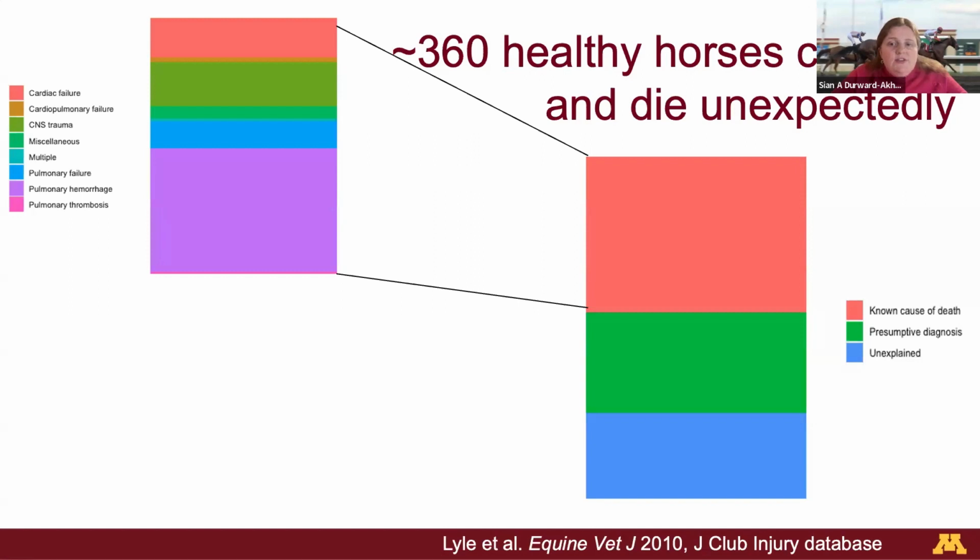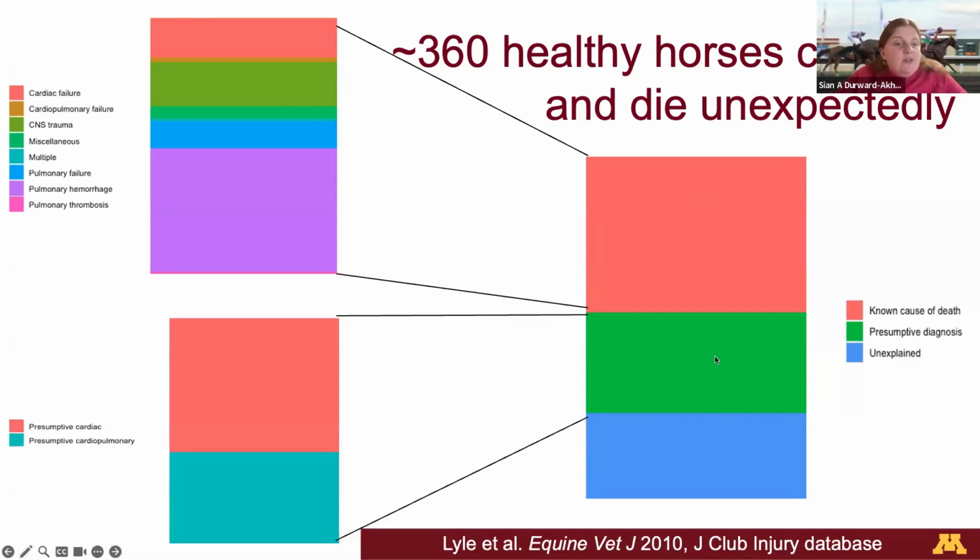And when we look at those, cardiac failure or cardiac pulmonary failure make up about a third of those cases. And then we have these horses where there's not a definitive cause, but there's a likely cause. And of those, almost half of them are cardiac related. And then finally, there's these unexplained horses, which make up just under a third, which is very similar to the proportion of human sudden cardiac deaths with no underlying diagnosis.